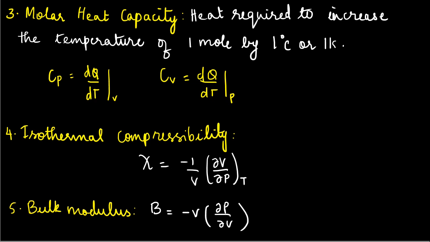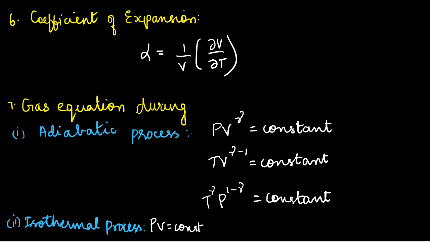Okay, so this is the isothermal compressibility bulk modulus, and next is the coefficient of expansion. This was asked in June 2019. Okay, a question from this was asked. And next is the gas equation during the adiabatic process and isothermal process.